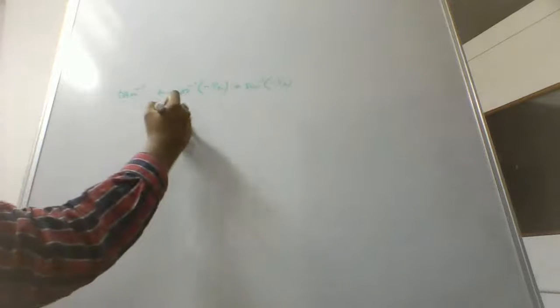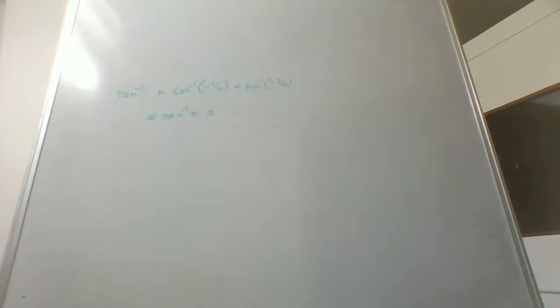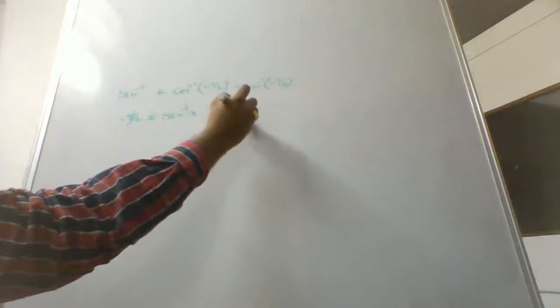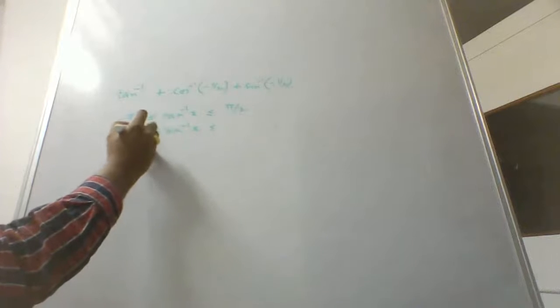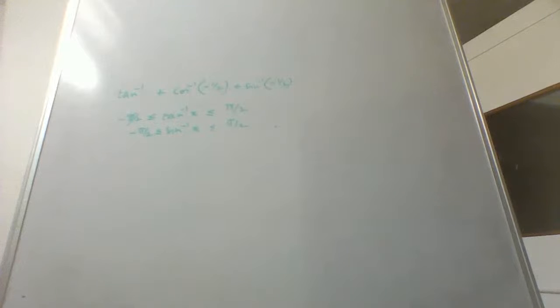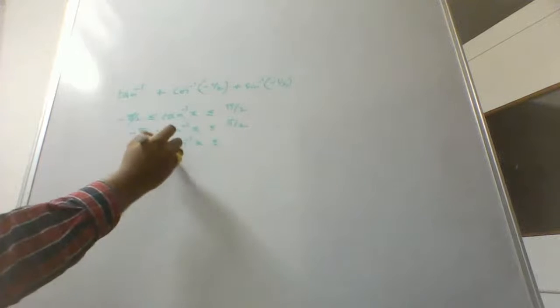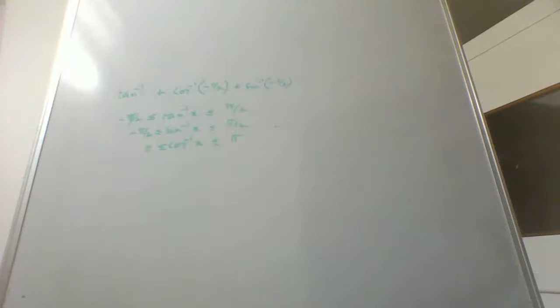Now, tan inverse of x has the range minus pi by 2 to pi by 2. And sin inverse x will also be with respect to minus pi by 2 and pi by 2. And the cos inverse x would range from 0 to pi.